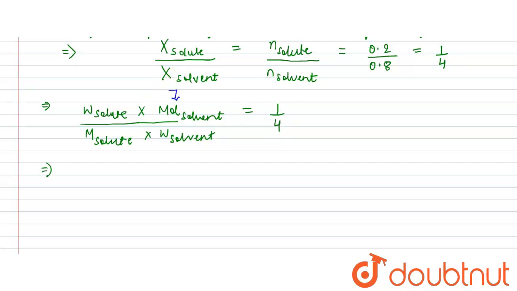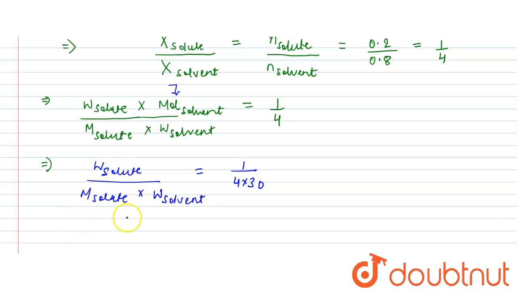Now we have been given that the molecular mass of solvent is 30, right? So, substituting, weight of solute divided by molecular mass of solute, into weight of solvent, that equals 1 by 4 into 30, right? So this is what you need to remember.